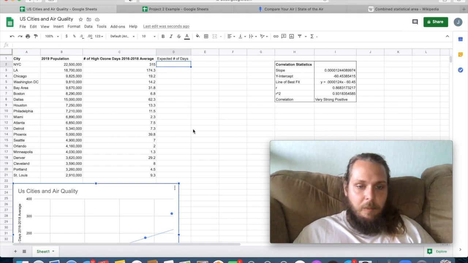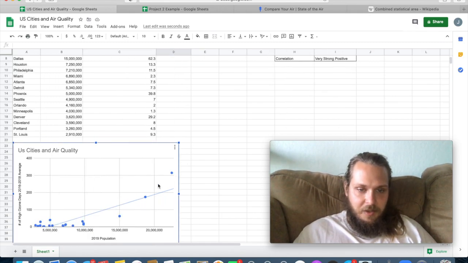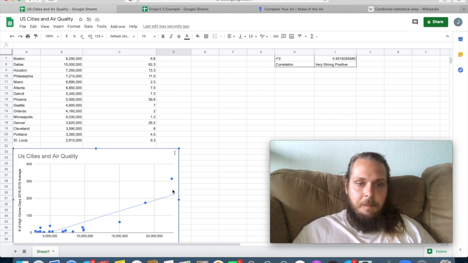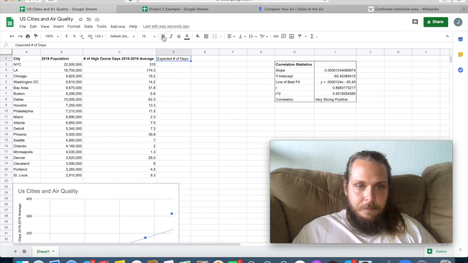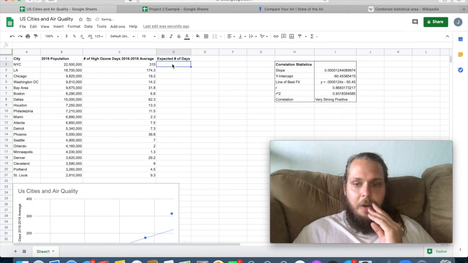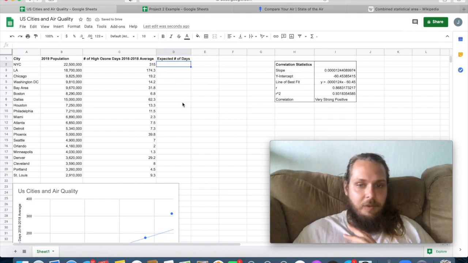And again, what I'm trying to find is, for each of these points, what's expected. So this first point, like New York City, had 315 days that were bad air quality. But I really want to figure out what the expected value is, or what it equals right here. Okay? And here's how I'm going to do this. This is the hardest part of the whole thing, and I think it's fascinating.